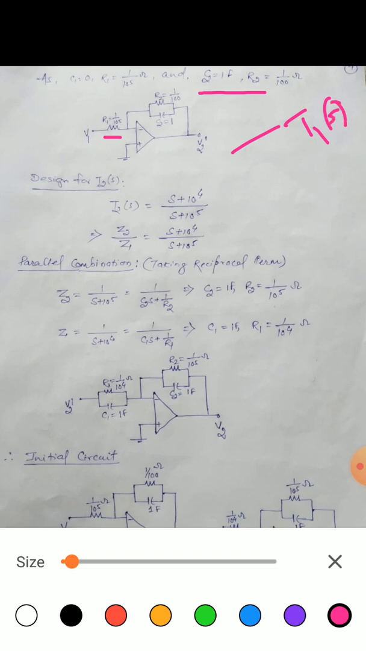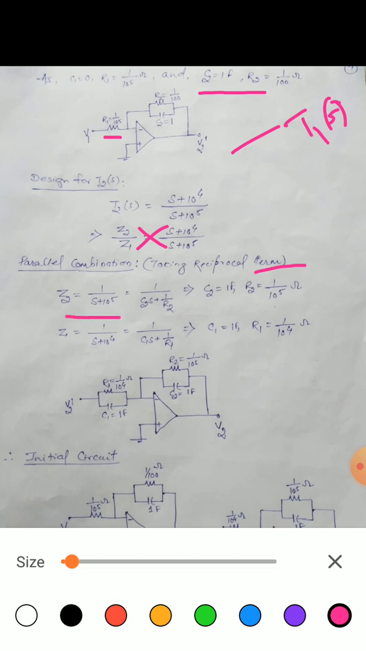Now design for T2 of S. So T2 of S means Z2 by Z1 is equal to (S + 10^4) divided by (S + 10^5). Again we are using the parallel combination, so we need to take the reciprocal term. So Z2 is equal to 1 by (S + 10^5), and Z1 will be equal to 1 divided by (S + 10^4).